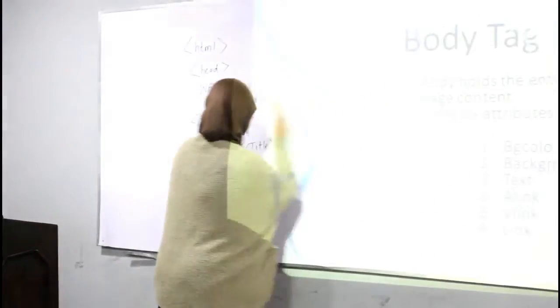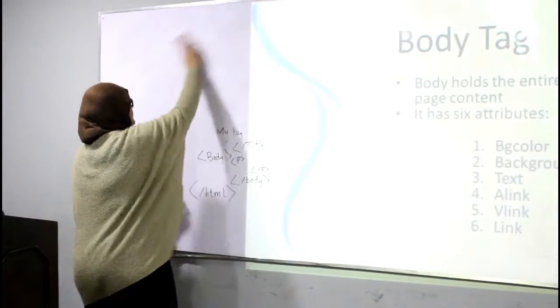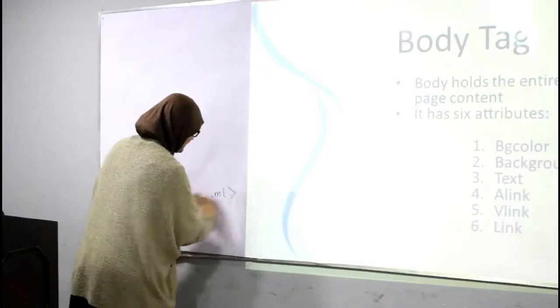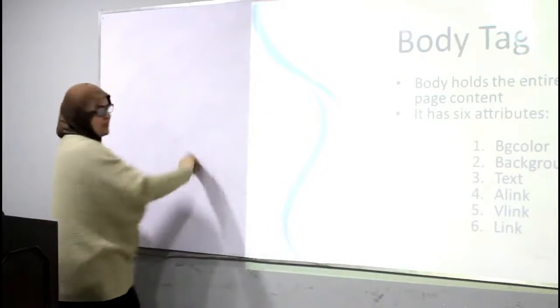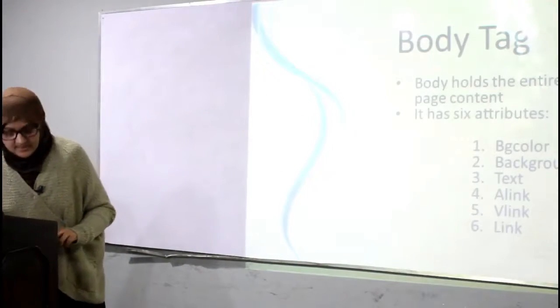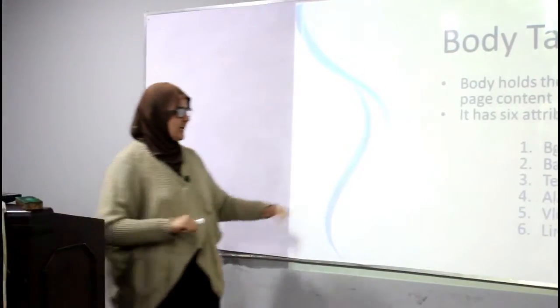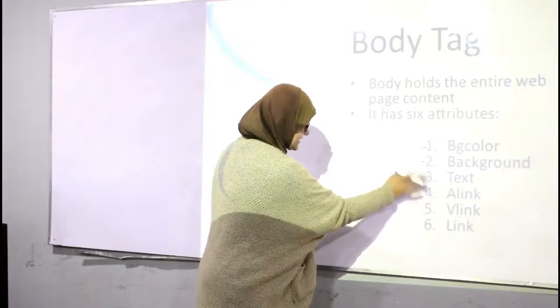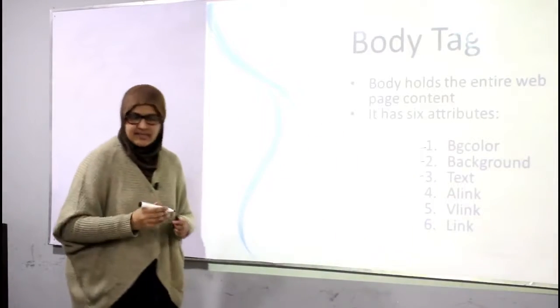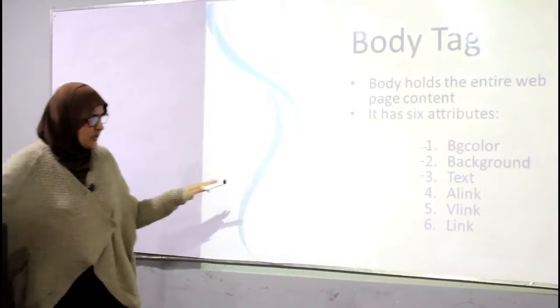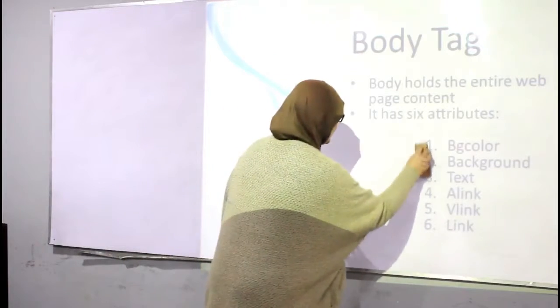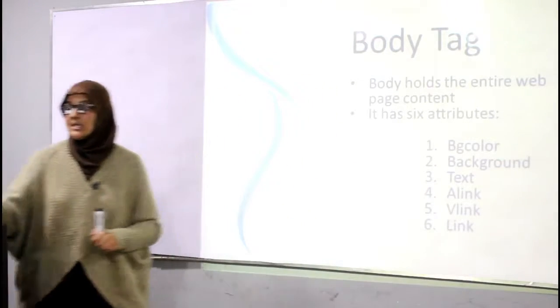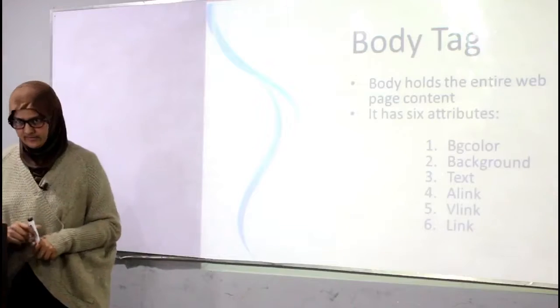Done till here. Let me clean the window for you so that you can get a better glimpse of what we are doing. Okay, so till now we have done the first 3 options: BG color, background and text. No confusion in this? Okay, the next 3 options will be applied when we use the hyperlink tag, right?